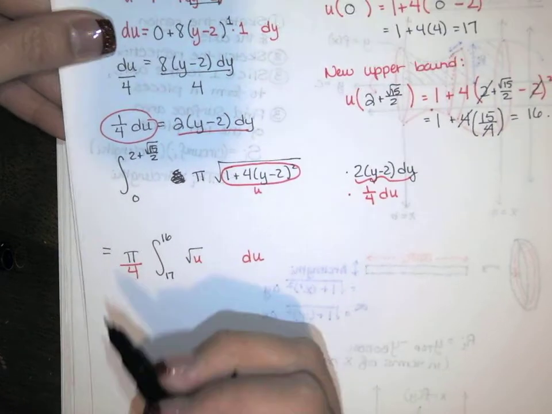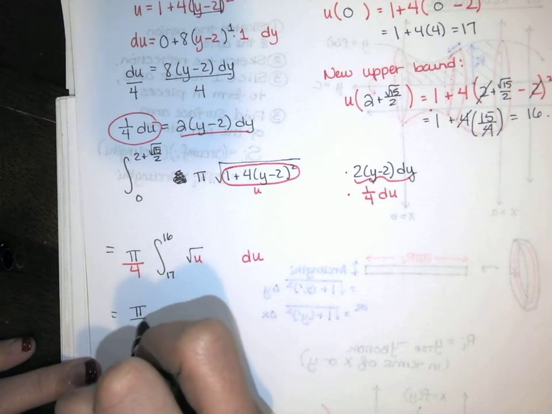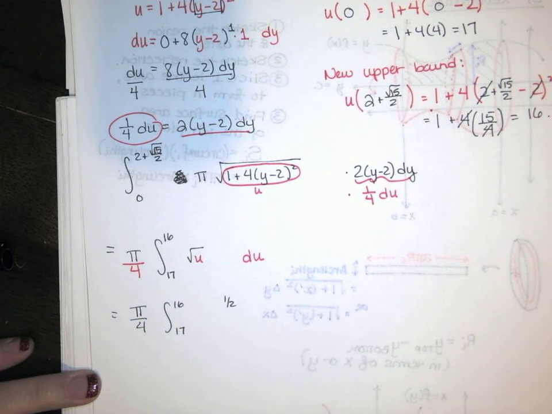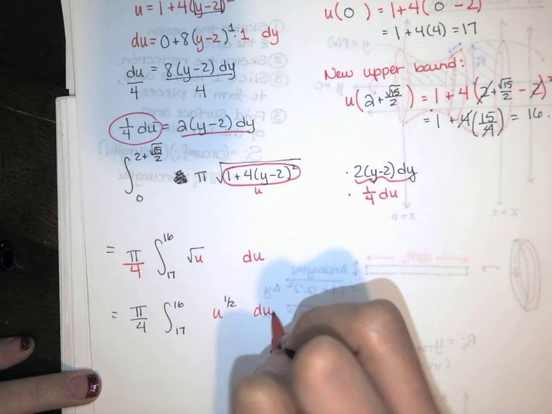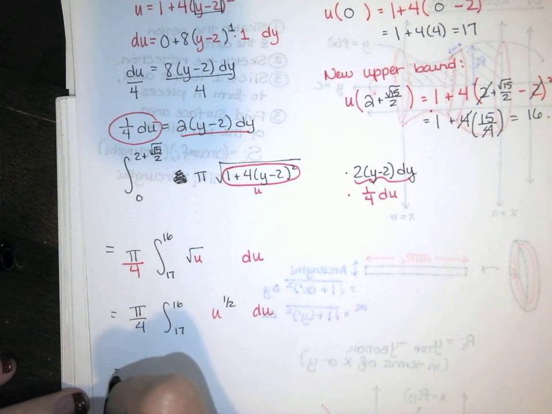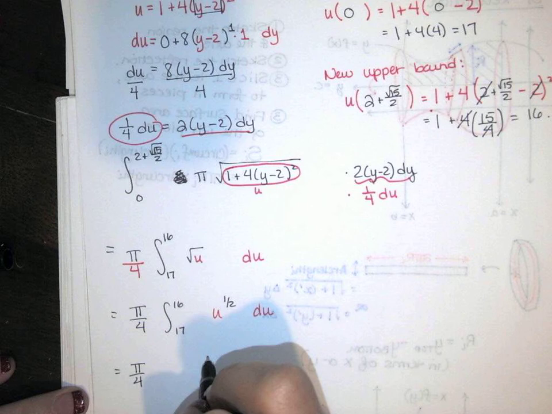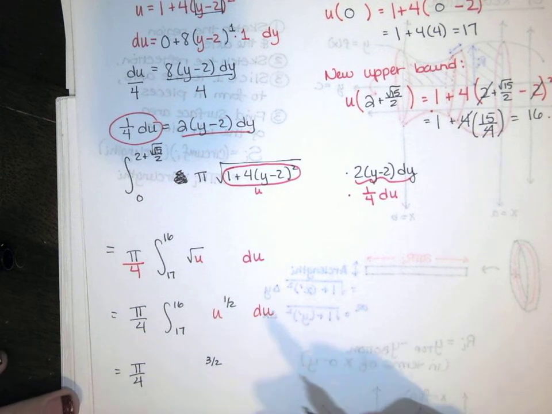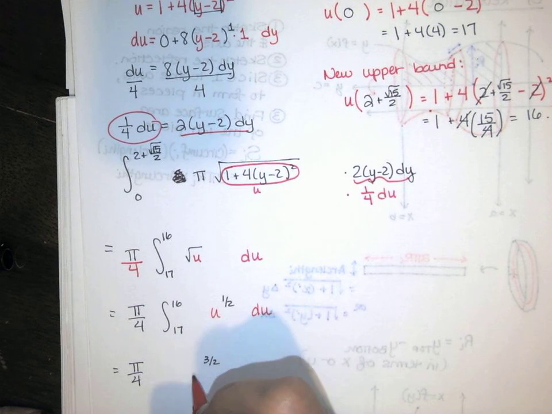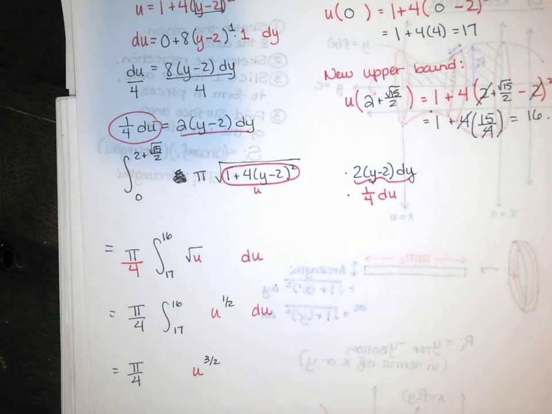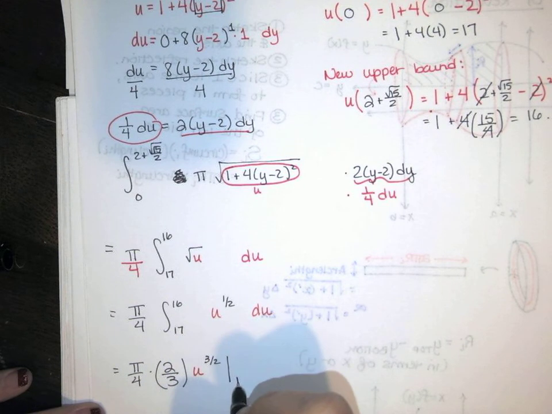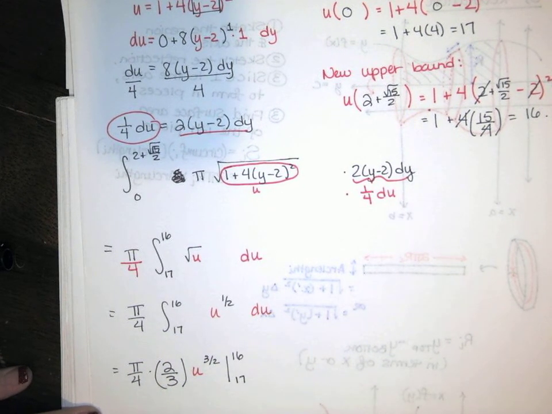Okay. So we're going to integrate this. The way I do that is I write that as u to the 1/2 power, and then we anti-differentiate. So we add 1 to the exponent, and divide by the new exponent. So I've got 1 plus 1/2 is 3/2. And then I'm dividing by 3/2, which is multiplying by 2/3. Then plug in 17, plug in 16, and subtract.